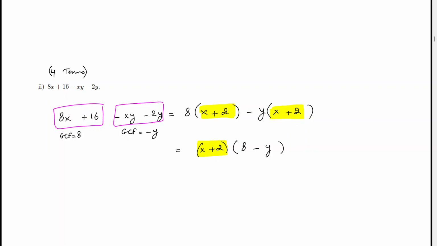And so this is it. We've turned the original sum and difference of terms into a product. There's nothing between the parentheses. That implies automatically that it's a product. And this is the factored form of this polynomial that contains 4 terms.